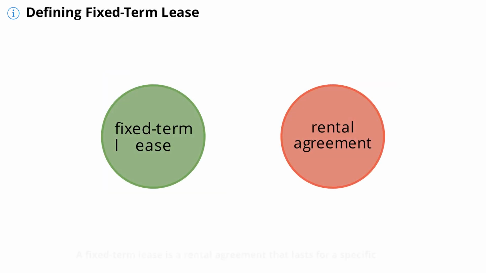A fixed-term lease is a rental agreement that lasts for a specific, predetermined period. This period is usually outlined in the contract and can range from a few months to several years, but the most common duration is 1 year.